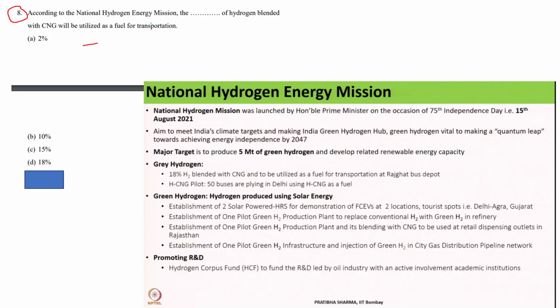According to the National Hydrogen Energy Mission, the dash of hydrogen blended with CNG will be utilized as a fuel for transportation. Actually, what happened? 18%. Okay, this is okay. Actually, what happened? The advanced countries like USA, Japan, China. China is the most advanced country.